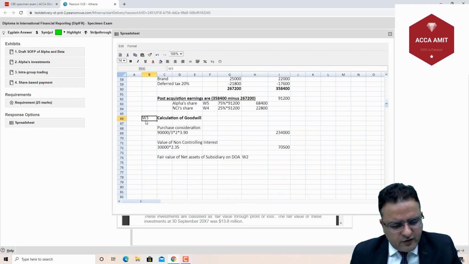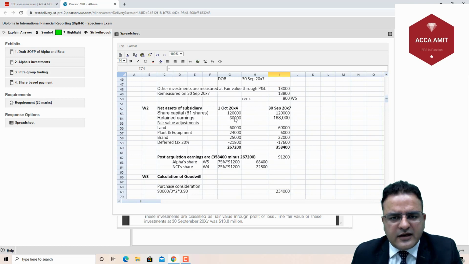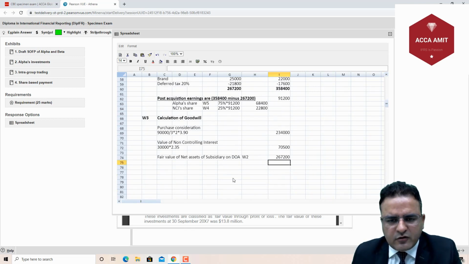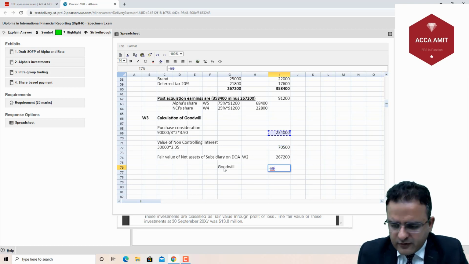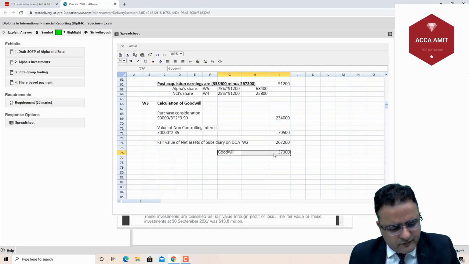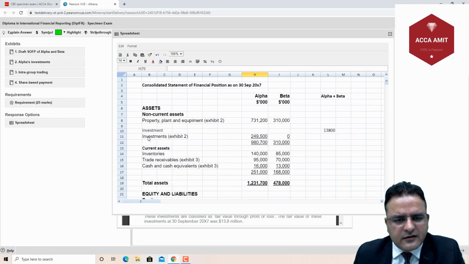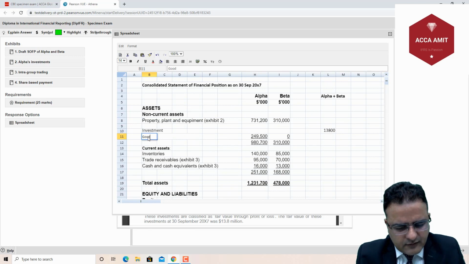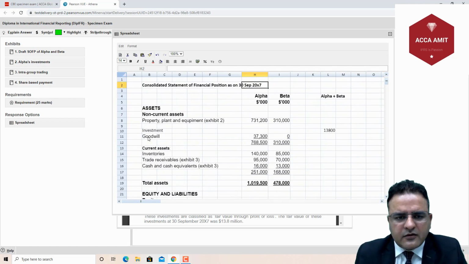Working note number 3 is for calculation of goodwill. Now we have got the purchase consideration, we have got the value of NCI. We simply need to pick up the value of net assets of the subsidiary on the date of acquisition, 267,200, and we can know the goodwill now. The goodwill amount is equivalent to 234,000 plus 70,500 minus 267,200. 37,300 is the goodwill amount. This will be replacing this investment figure, and the goodwill amount to be presented will be 37,300.